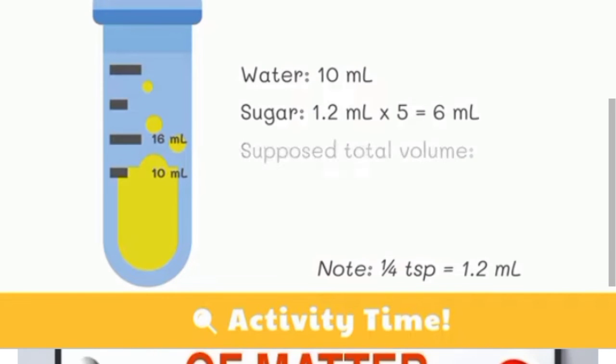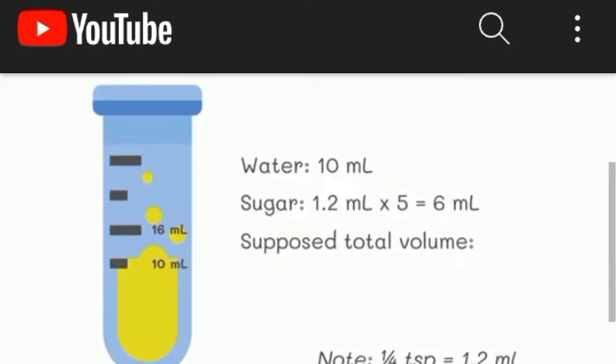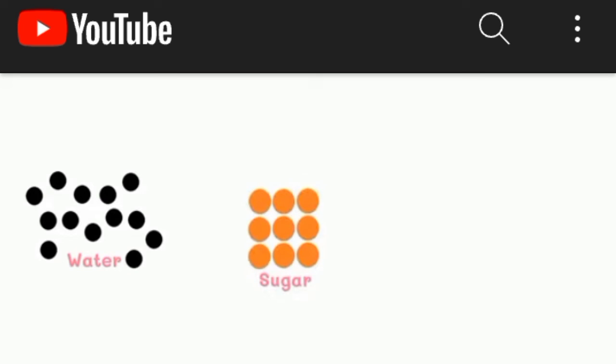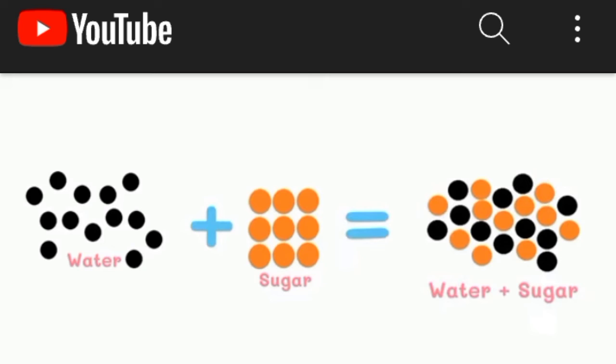So the total volume inside the cylindrical glass bottle must be 10 ml of water plus 6 ml of sugar equals 16 ml. You have observed that the resulting volume is less than 16 ml. Why is this so? Water is made up of tiny particles called molecules with spaces between them. Sugar is also made up of molecules bigger than the molecules of water. The water molecules could fit in the spaces between the sugar molecules, or vice versa.